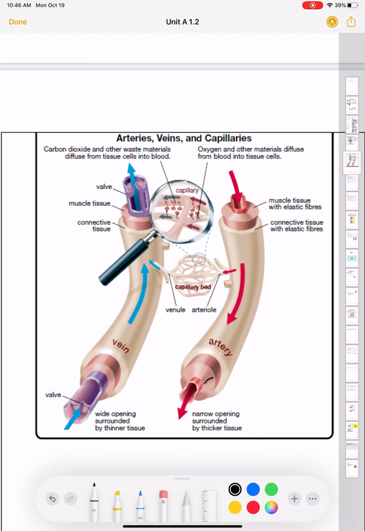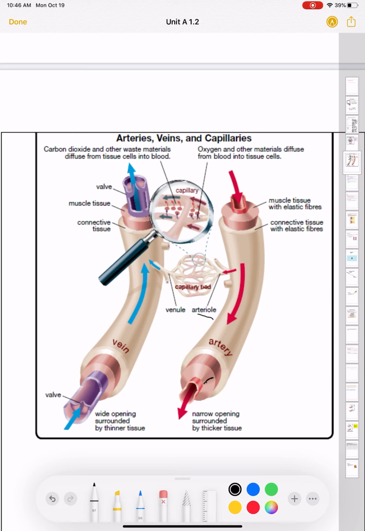Between the arteries and the capillary bed is called arterioles. So arterioles are literally just smaller versions of arteries. As the arteries get smaller towards the capillaries, they call them arterioles. And then through the capillaries, that gas exchange happens. You can see where the red is coming off, and then the blue is going in.